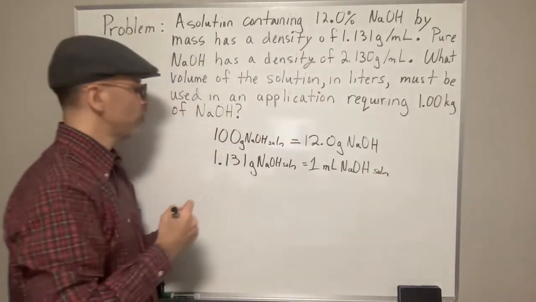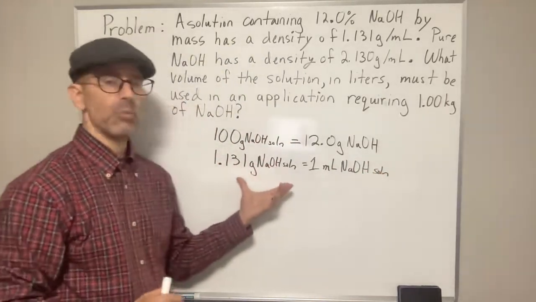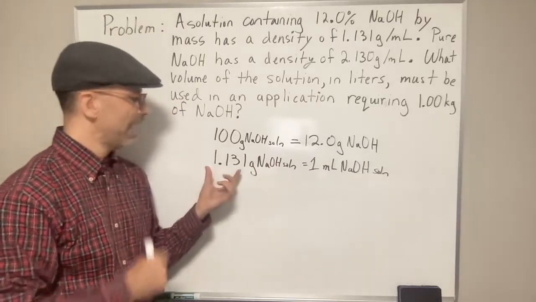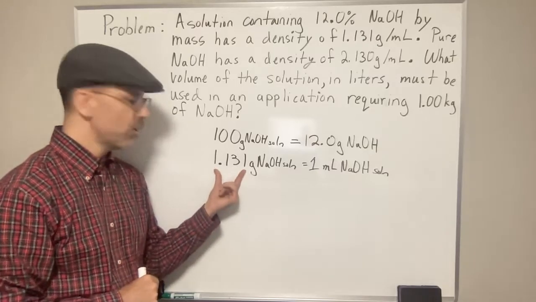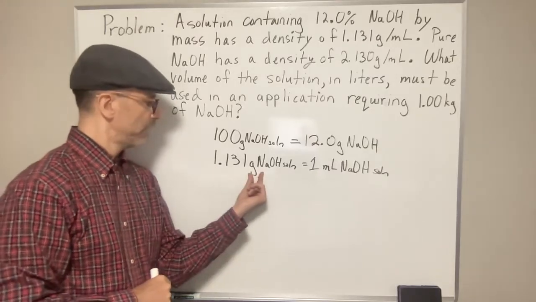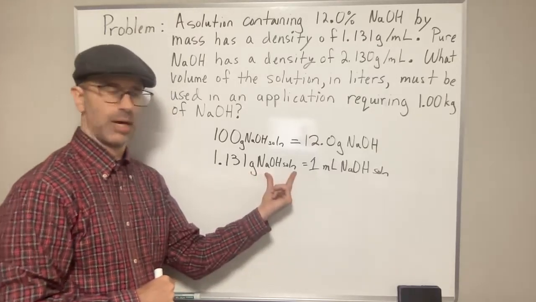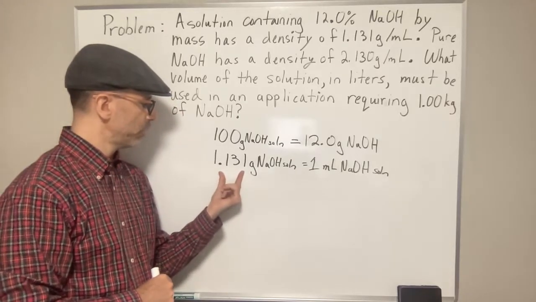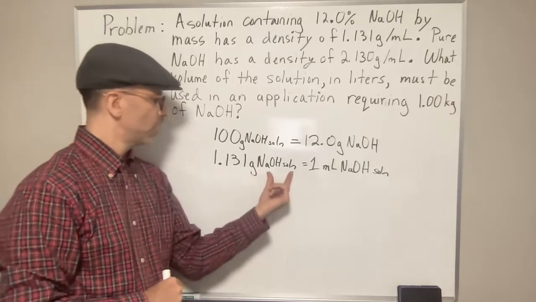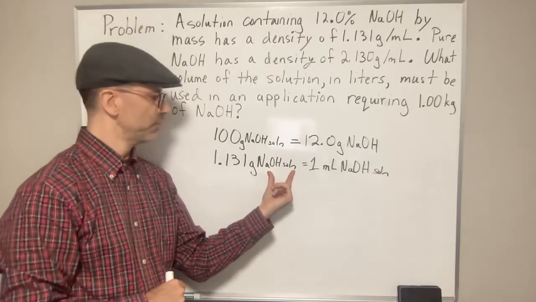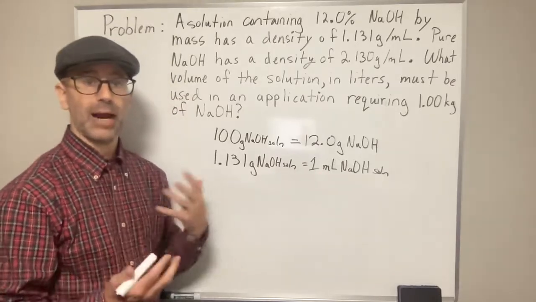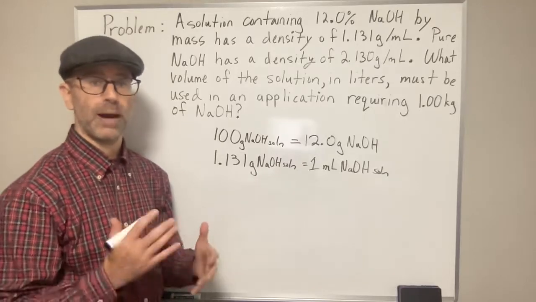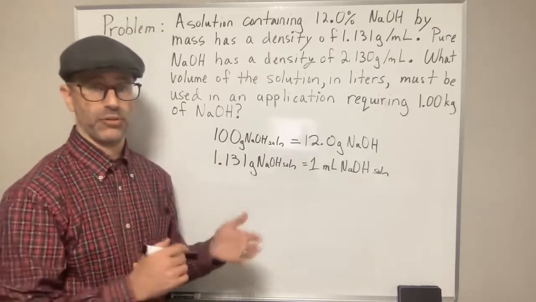And you'll notice that whenever I'm writing this out, I always have three things that I'm writing out: the number, the unit, and the substance I'm talking about. So 1.131 grams of sodium hydroxide solution. That way, when I'm writing out my conversion factors, I'm not going to make a mistake or get confused about what I'm converting from and to.